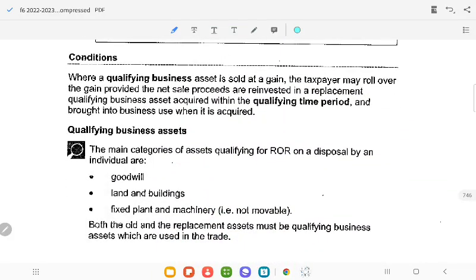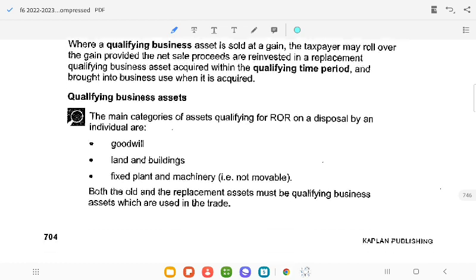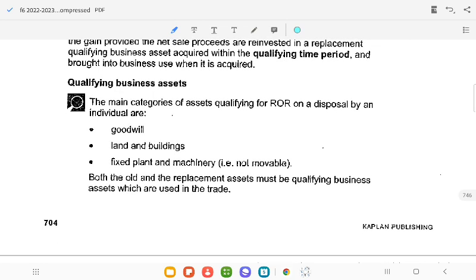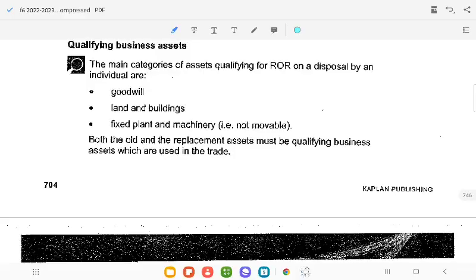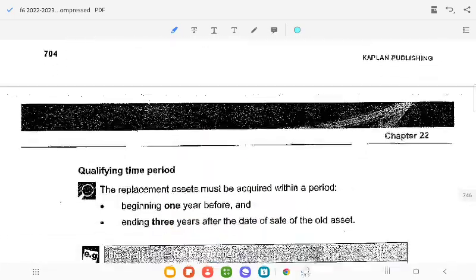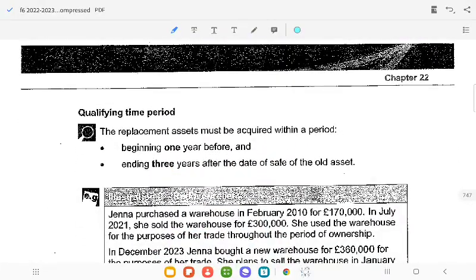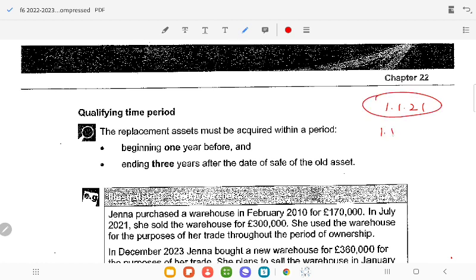Condition: where a qualifying business asset is sold at a gain, the taxpayer may roll over the gain provided the net sale proceeds are reinvested. Qualifying business assets are goodwill, land and buildings, fixed plant and machinery. Both the old and replacement asset must be qualifying assets. The qualifying period is 1 year before and 3 years after, which means if the asset has been disposed of on 1st January 21, the qualifying period would start from 1st January 20 till 1st January 24. This is the period which is said to be the qualifying period.